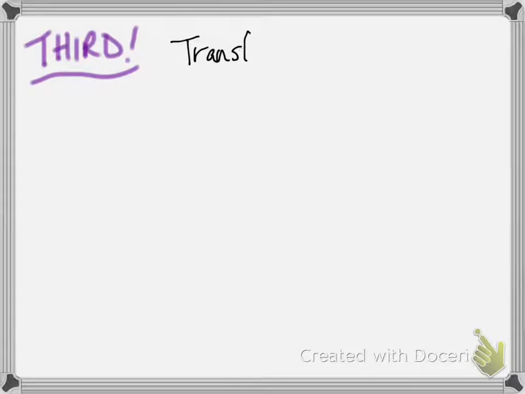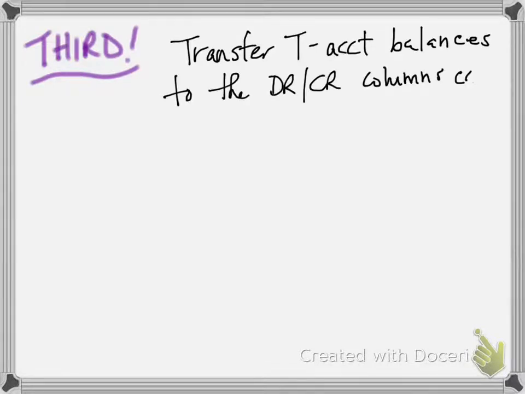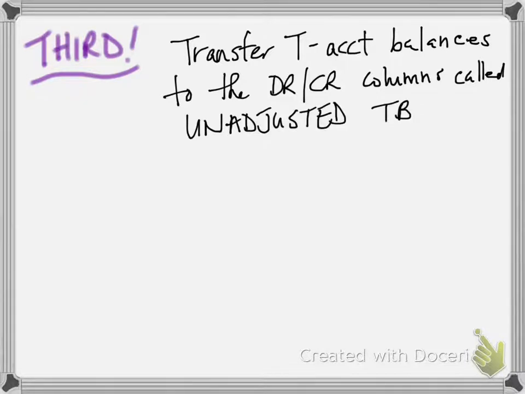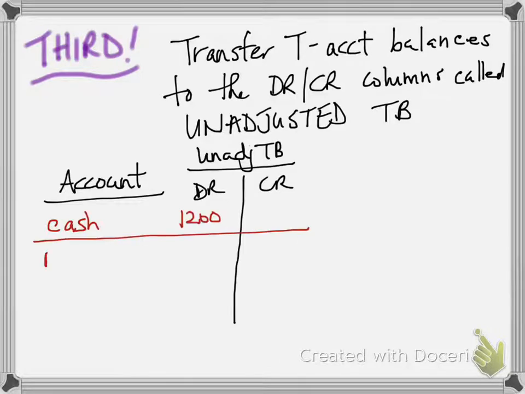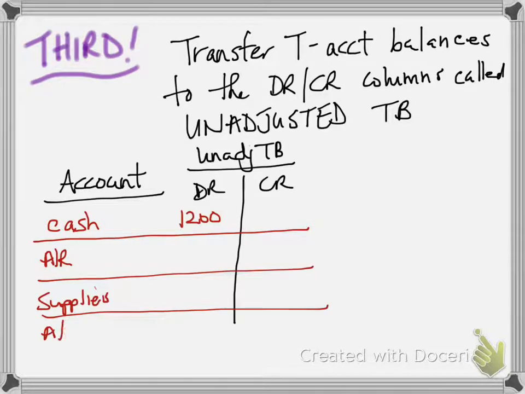And then third, we're going to transfer those T account balances to the debit and credit columns called the unadjusted trial balance, right? Sometimes it just says trial balance, but really, more technically, it's the unadjusted trial balance. That's our starting point. So the trial balance looks like the first column has the account, and then it's just a listing of all the different accounts, and then the first 2 columns after that, debit and credit, would pertain to the unadjusted trial balance.